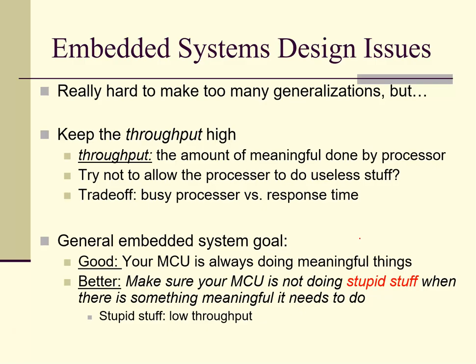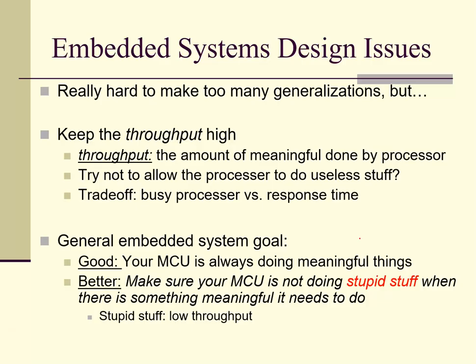With embedded systems, it's really hard to make generalizations, but generally speaking, you want to keep the throughput high, and that means you want the processor to be doing meaningful things when there are meaningful things to do. Oftentimes in embedded systems there's not anything meaningful to do. So if you have a processor that spends most of its time doing unmeaningful stuff, you may want to buy a cheaper and less powerful processor.